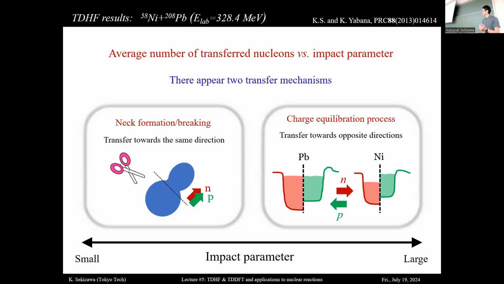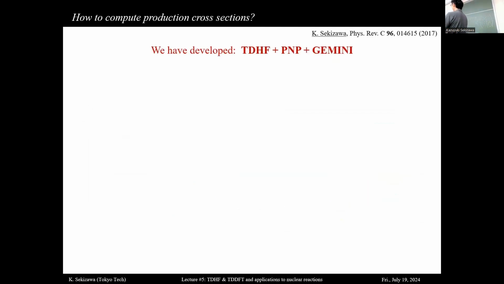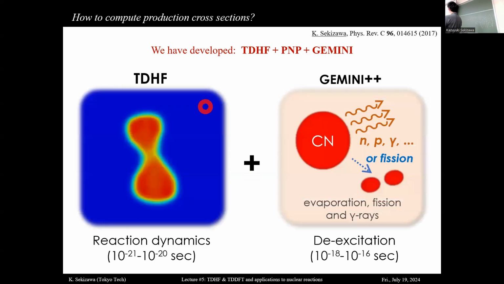We can also compare with experimental data. I will skip the details, but we can actually calculate the cross sections. Let me just introduce the idea. Using TDHF we can describe the microscopic reaction dynamics as I showed previously. It occurs on a time scale of zeptoseconds to 10 zeptoseconds, 10 to minus 21 to 10 to minus 20 seconds.